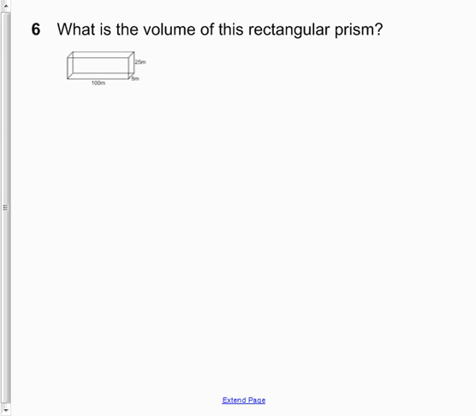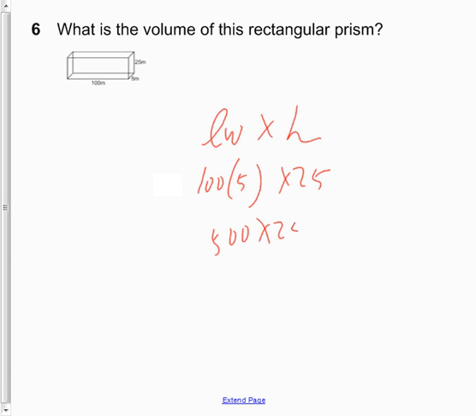Question 6, what is the volume of this rectangular prism? Well, the area of the base is a rectangle, so we'll use length times width. The height is h. It's 100 times 5 times 25, or 500 times 25, which is 125 plus 2 zeros. 12,500 cubic meters is how much space is inside that rectangular prism.